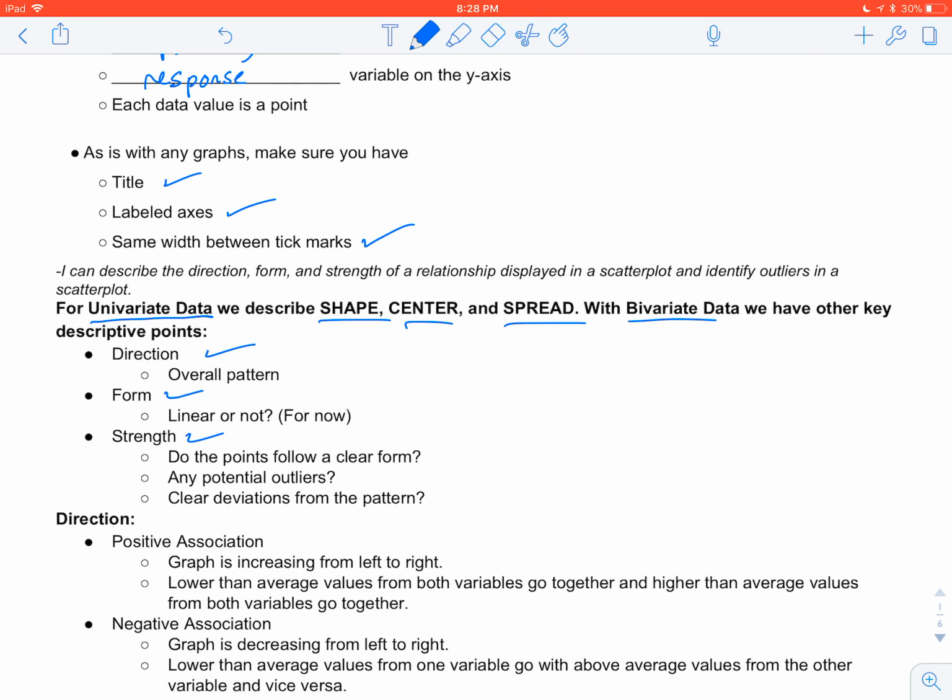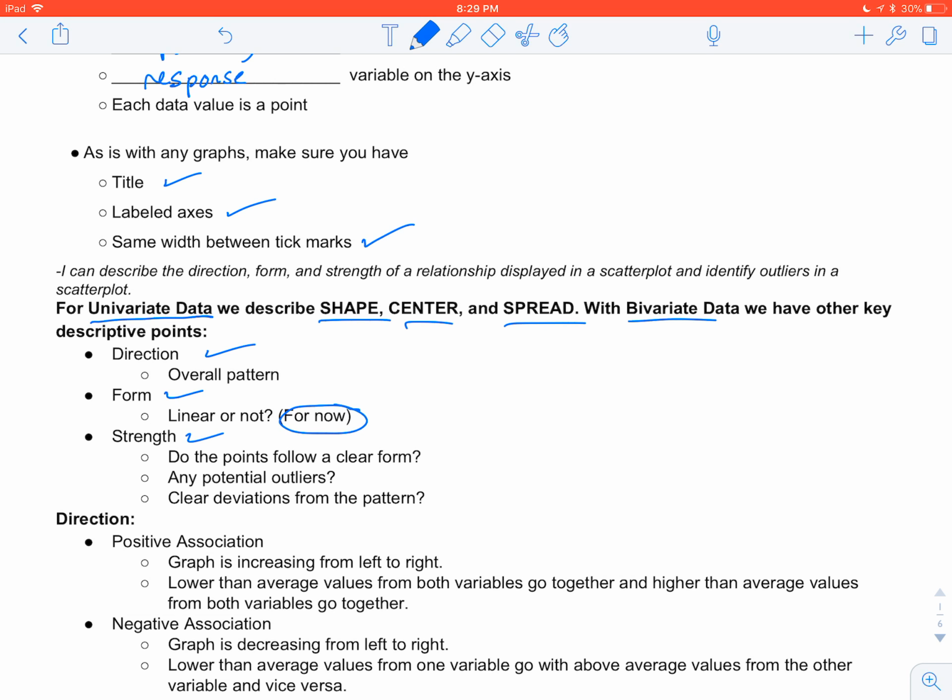Form: is it linear or not? And I put "for now" because there's going to be other types of form. But we're just strictly sticking to, is it linear, yes or no? And then if it's no, it's something else. We're not going to worry about it. If it's linear, yes, we're going to investigate it further.